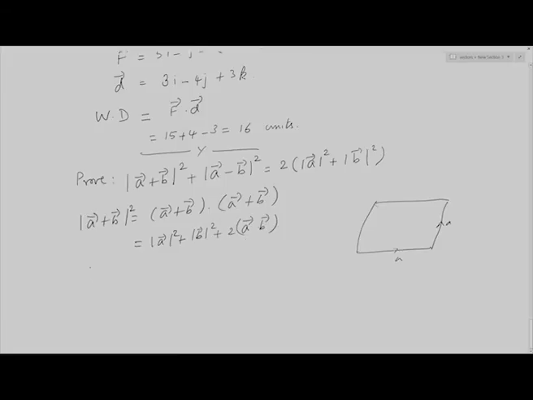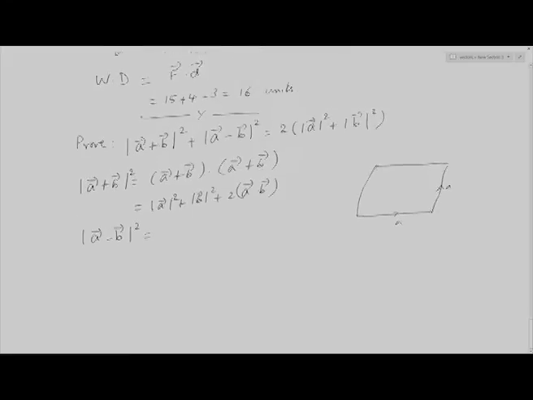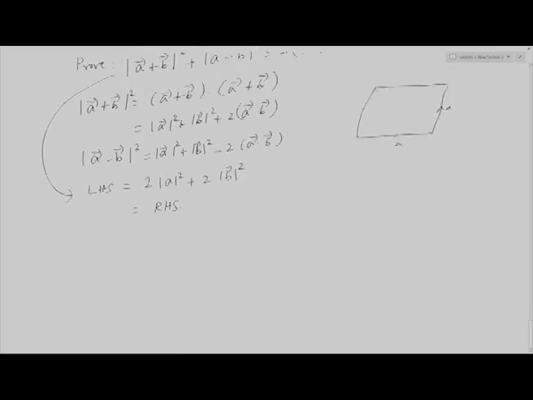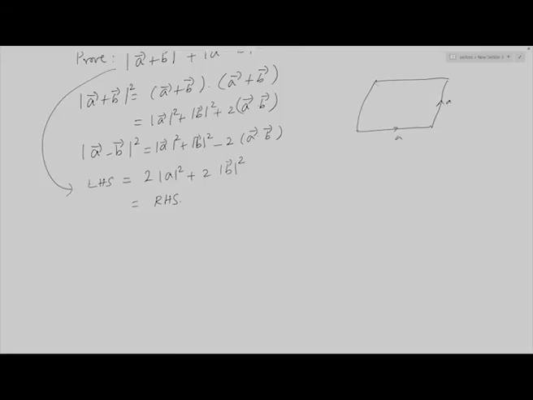Similarly, I can write A minus B square, which is equal to mod A square plus mod B square minus 2 times A dot B. Therefore, if I sum it up, our left hand side becomes 2 times mod A square plus 2 times mod B square. This is what we want to prove, which is the same as our right hand side. So this identity is very important and will be useful in many places.